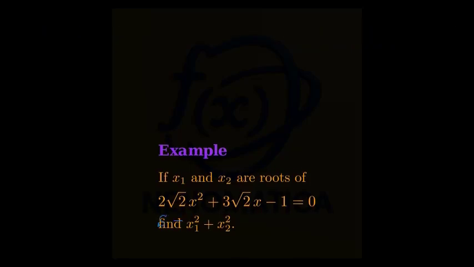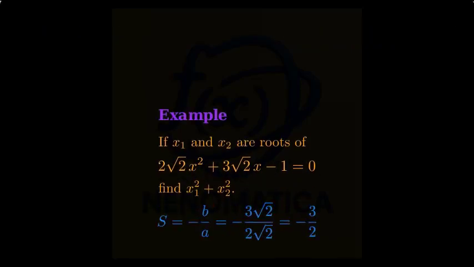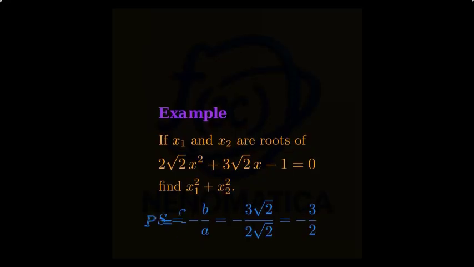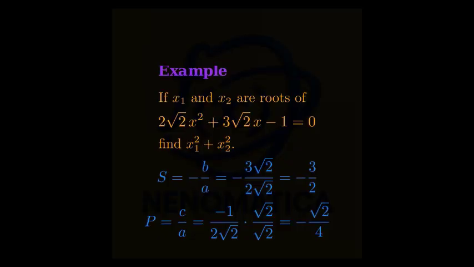c over a. Using our coefficients a equals 2 root 2, b equals 3 root 2, and c equals negative 1, the sum s becomes negative 3 root 2 over 2 root 2, which simplifies to negative 3 over 2. For the product, p, we compute negative 1 over 2 root 2. We rationalize the denominator by multiplying by root 2 over root 2 to get negative root 2 over 4.